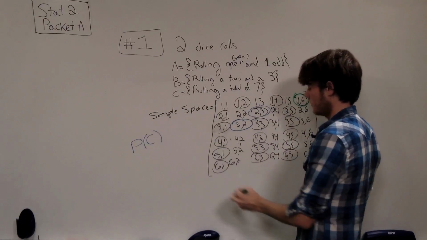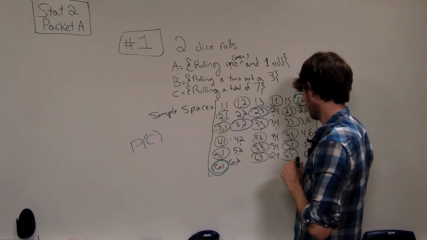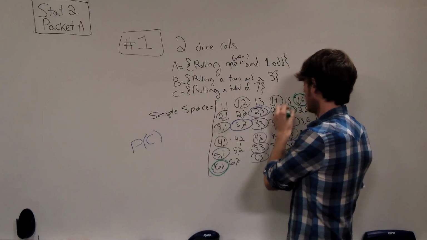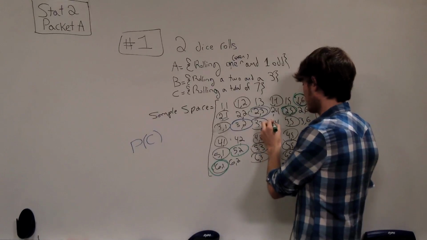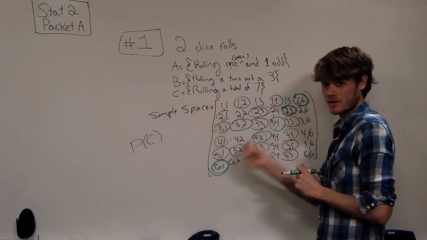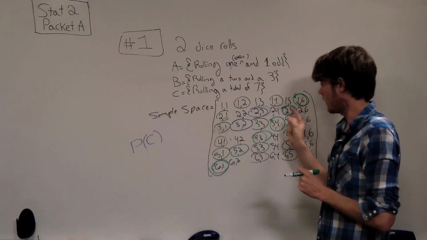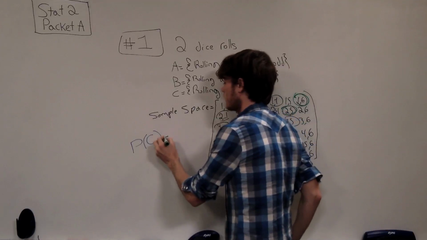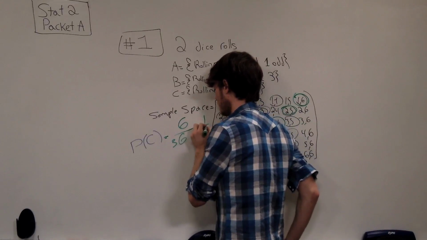A 1 and a 6. So obviously a 6 and a 1 add up to 7. Let's see, what else? 2 and a 5 and a 5 and a 2. 3 and a 4 and a 4 and a 3. And notice the off-diagonal entries of this little matrix-looking thing have all of the entries that add up to 7. Okay? So that equals 6 divided by 36 equals 1 over 6.